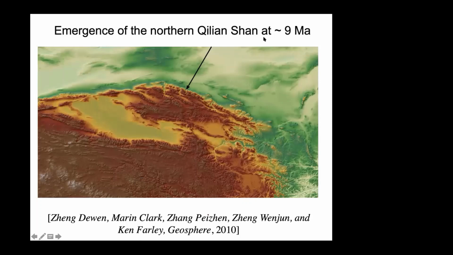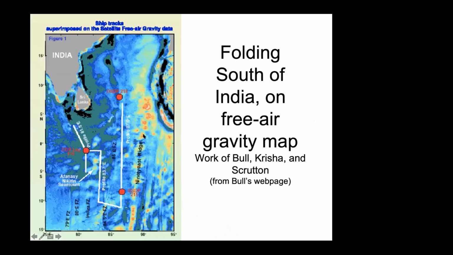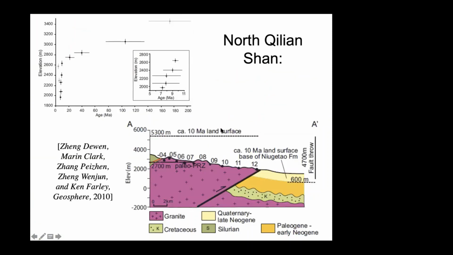Let's look on the northern edge of the Tian Shan back 9 million years. Again, Zheng Dewan and colleagues. And looking now from the southwest on this side, sorry, I didn't mean to do that. On the northeast side, you have Paleo-Proterozoic granite thrust on top of sedimentary rock, Paleogene, early Neogene sedimentary rock reaching up into Neogene Quaternary. This thrust fault is active.